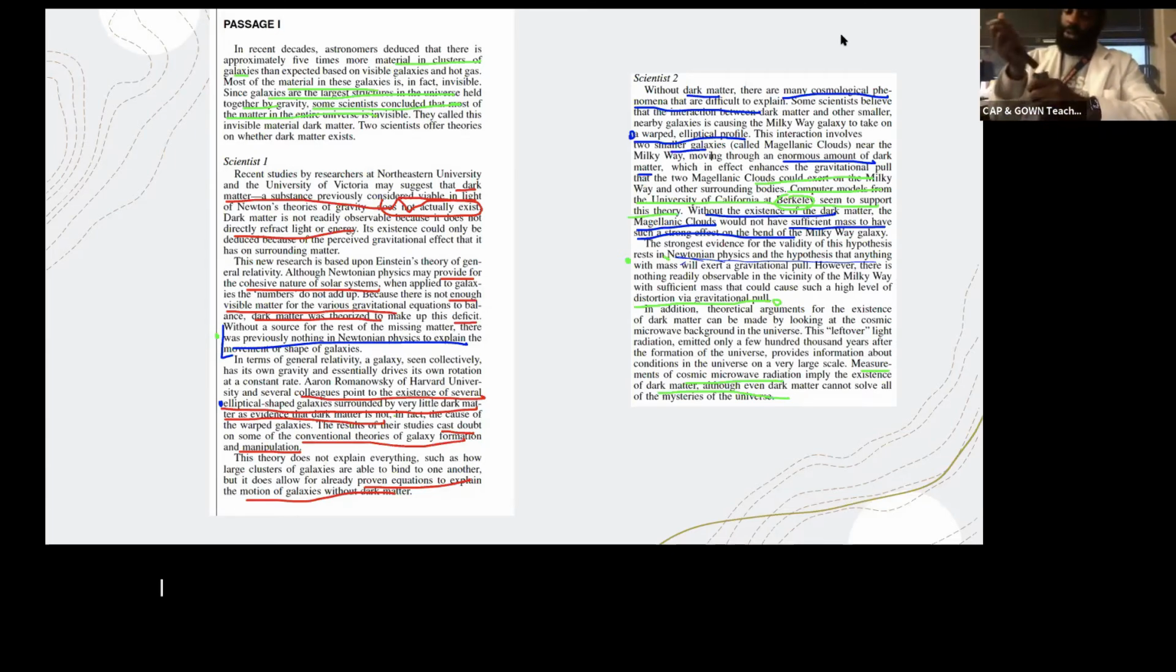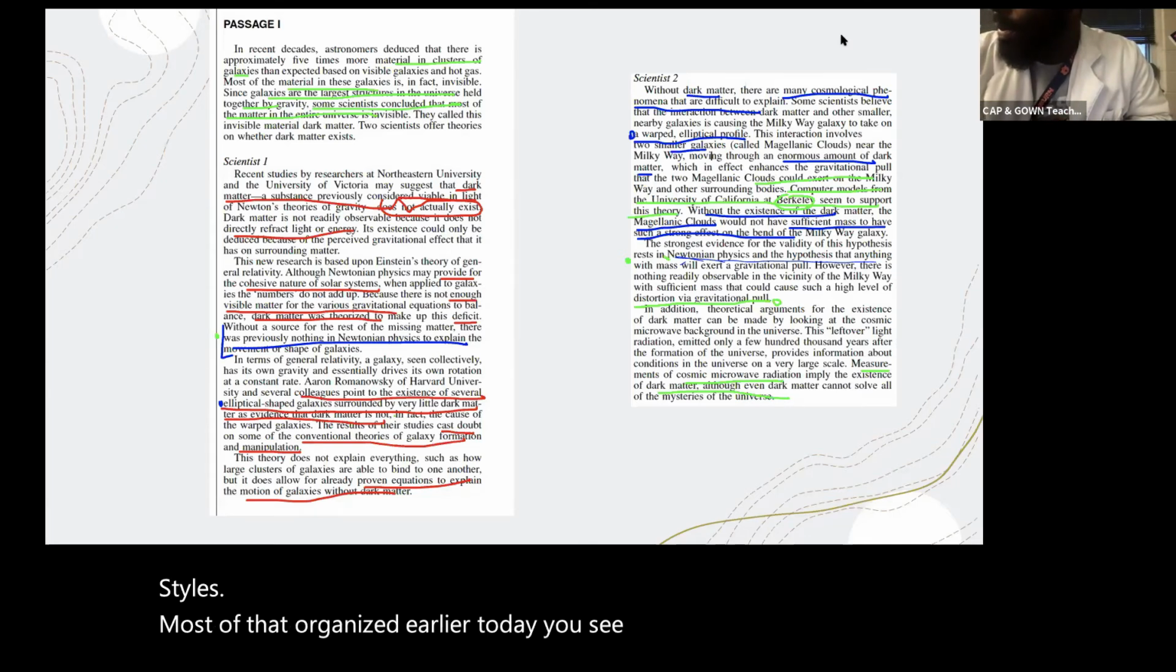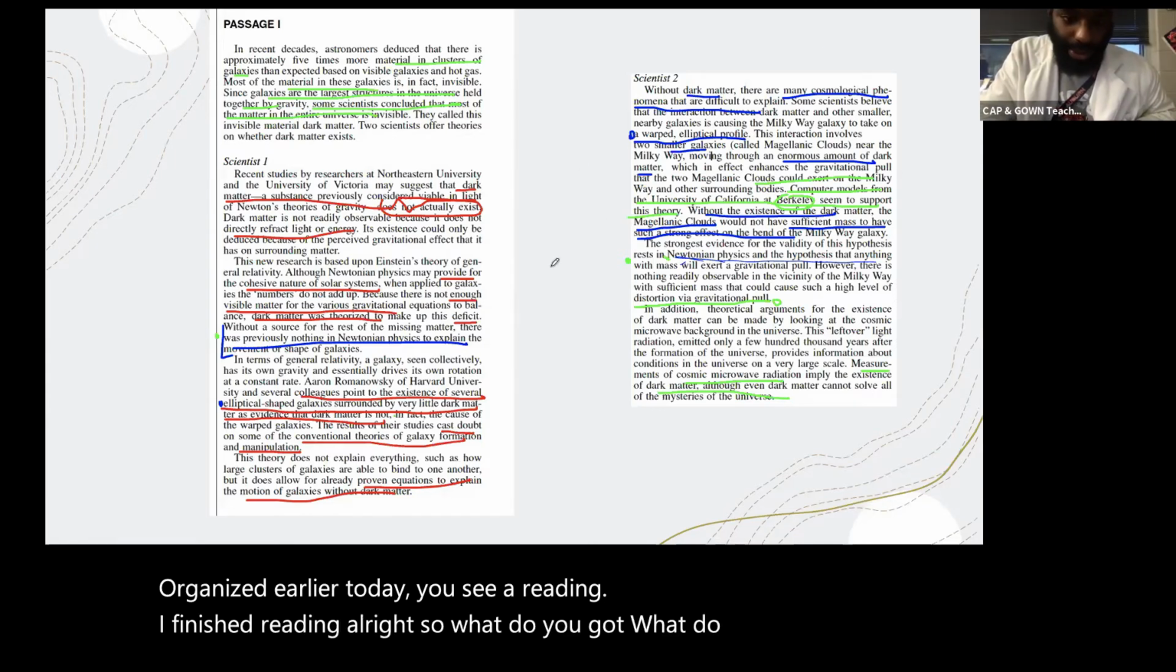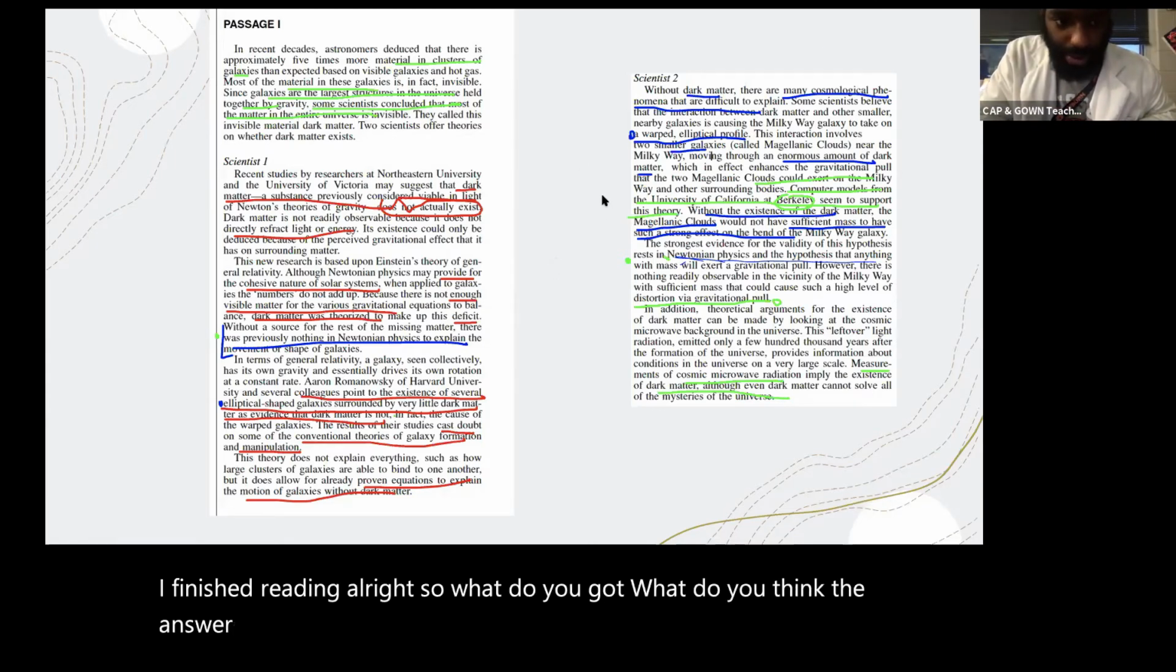There it is. Sorry, I was getting my stuff back organized from earlier today. You still reading? I finished reading. All right, so what do you got? What do you think the answer choice is? Oh, no, what are you doing?